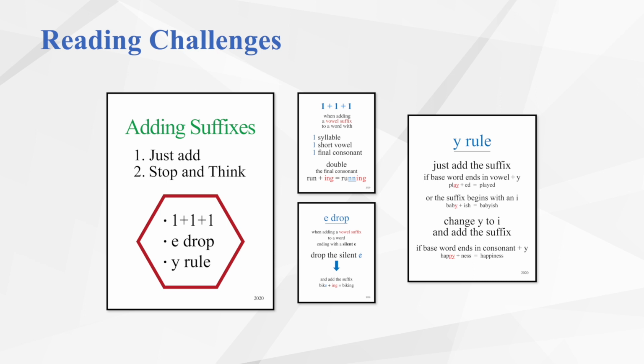In the Y rules, we've learned that sometimes we just add the suffix, as when our Y word ends in a Y vowel team, like AY, EY, or OY. We also learned that we just add the suffix if the suffix begins with the letter I. But in all other instances with words ending in Y, we change the Y to I and add the suffix.